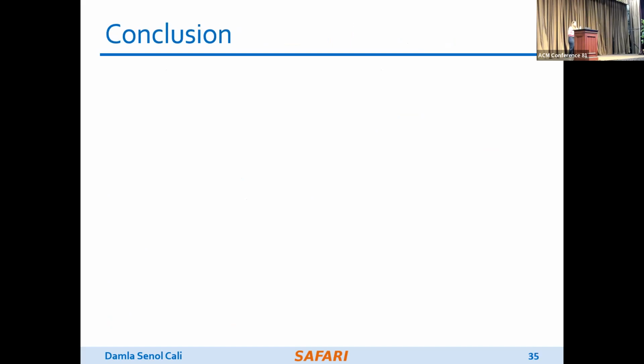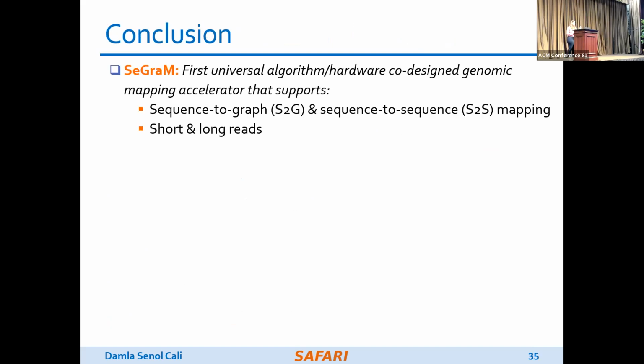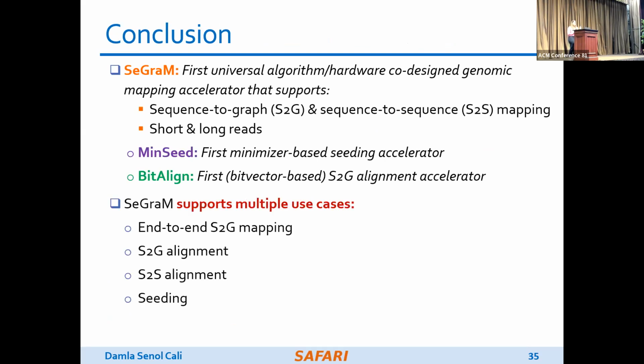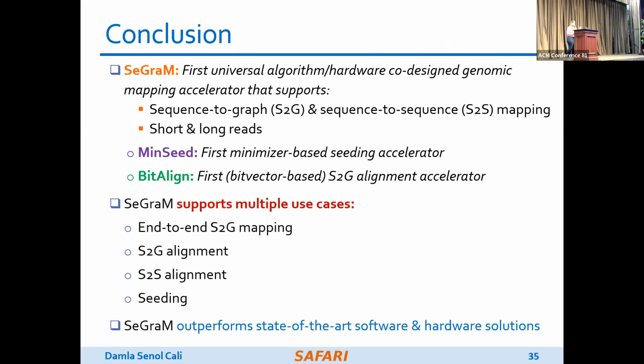So to conclude, in this work, we propose SIGGRAPH, the first universal algorithm-hardware co-designed genomic mapping accelerator that supports both sequence to graph mapping and sequence to sequence mapping for both short and long reads. SIGGRAPH consists of 2 components, MinSeed and BitAlign, and it supports multiple steps of sequence to graph and sequence to sequence mapping pipelines. And based on our extensive analysis, we show that SIGGRAPH outperforms state-of-the-art software and hardware solutions.